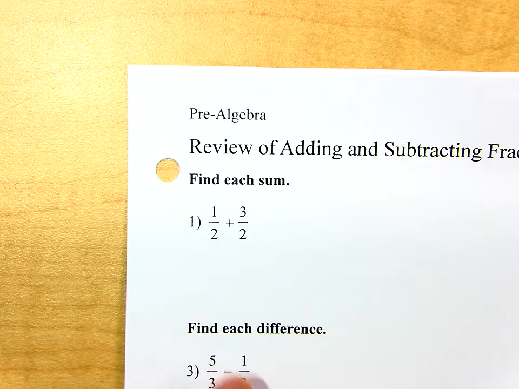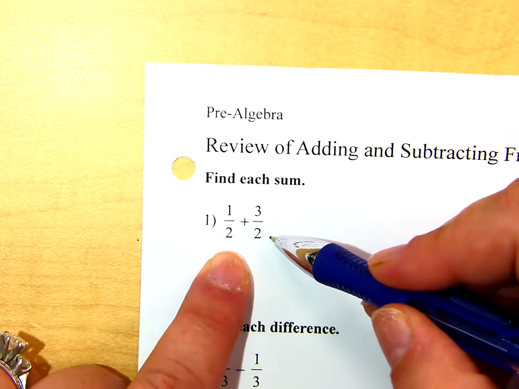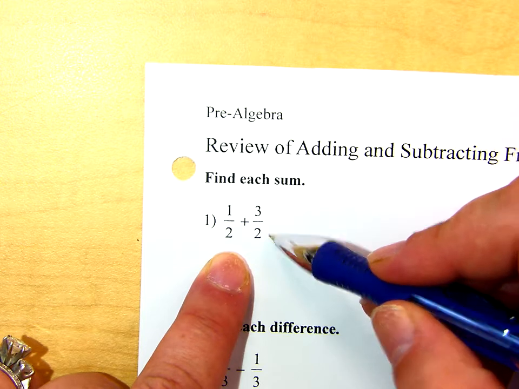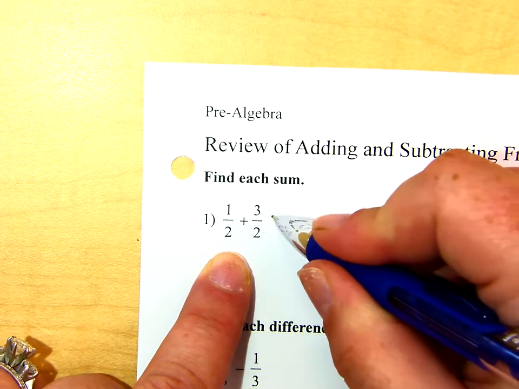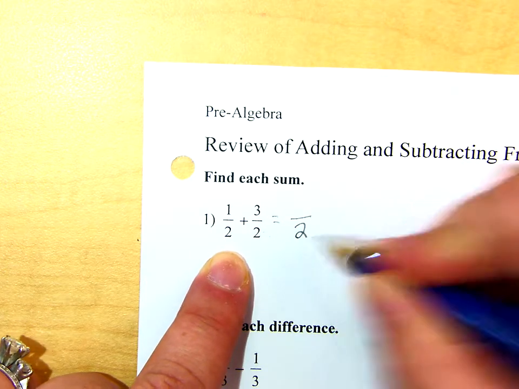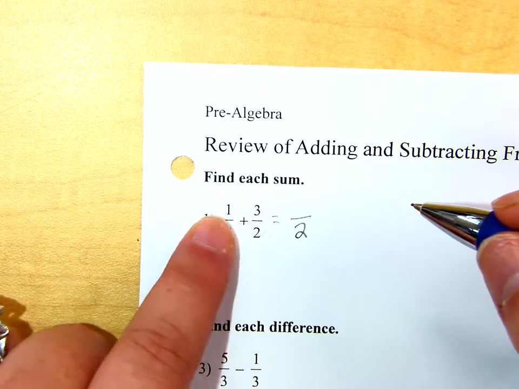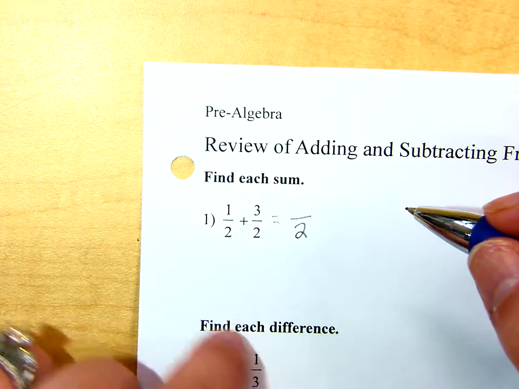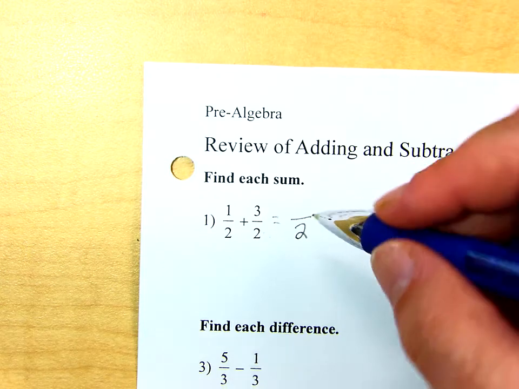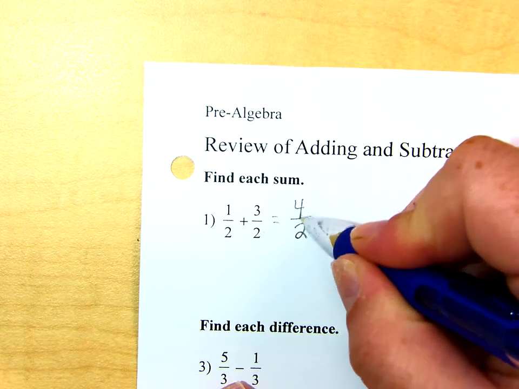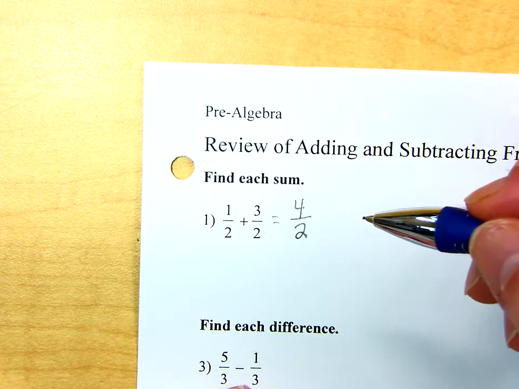So, on this very first problem, you'll notice we already have like denominators. So if you have like denominators, you're already good to go. You're going to keep the denominator the same. You just have to do the math for the numerators. So 1 plus 3, of course, is 4. And you keep the denominator the same.